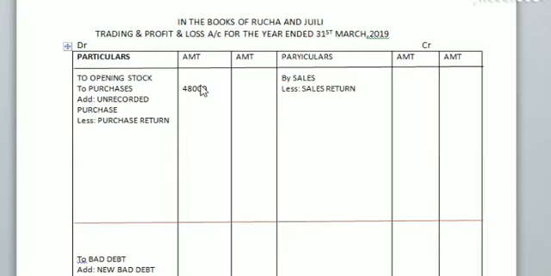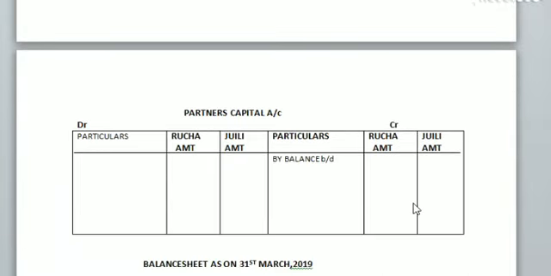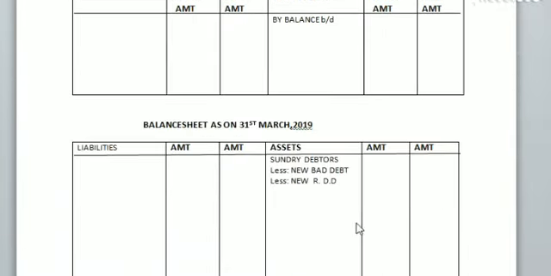Here students, we have drawn the trading and profit and loss account in the books of Rucha and Julie for the year ended 31st March 2019. We have divided it by drawing a line in between. The upper side is your trading account and the lower side is your profit and loss account. Below we have written the partners' capital account and the balance sheet that we have prepared.